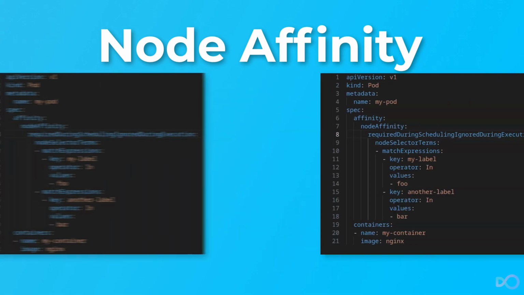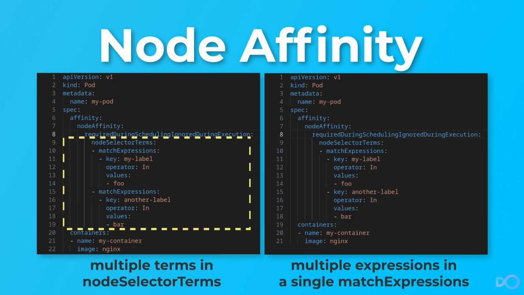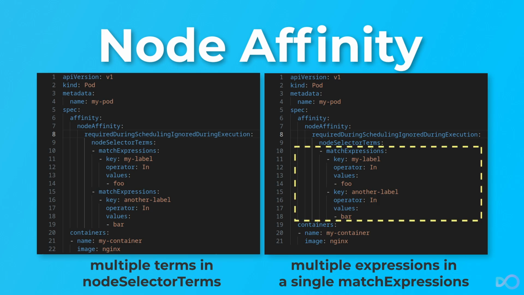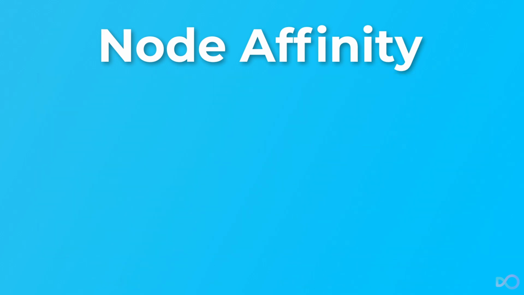If you specify multiple terms in nodeSelectorTerms, then the pod can be scheduled onto a node if one of the defined terms can be satisfied. If you specify multiple expressions in a single matchExpressions field, then the pod can be scheduled onto a node only if all expressions are satisfied.